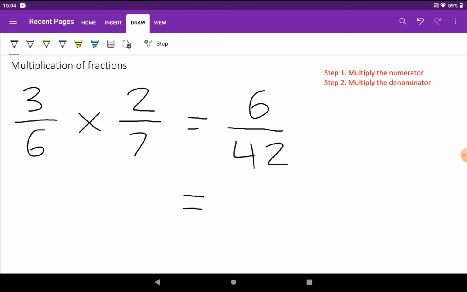We've got to think of something we can divide the top and the bottom by, and this is 6. If you divide 6 by 6, you get 1, and if we divide 42 by 6, you get 7. So that's that. Let's move on to the last example.